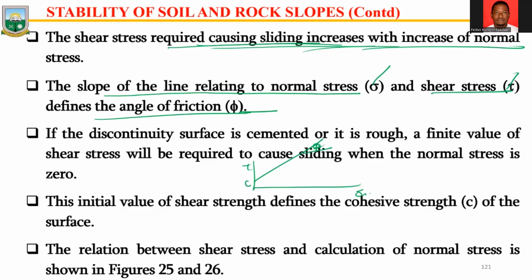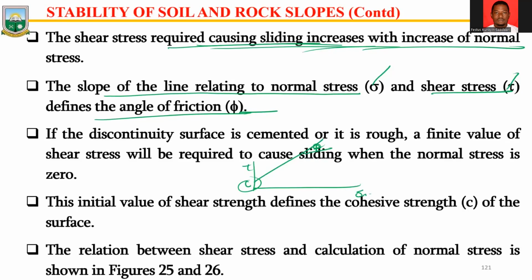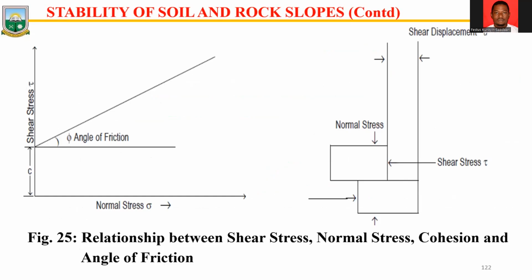So if the discontinuity surface is cemented or it is rough, a finite value of shear stress will be required to cause sliding when the normal stress is 0. Then the initial value of shear stress defines the cohesive force or strength of the material, and the relationship between the shear stress and normal stress is shown in these figures. So these were the things we talked about initially.